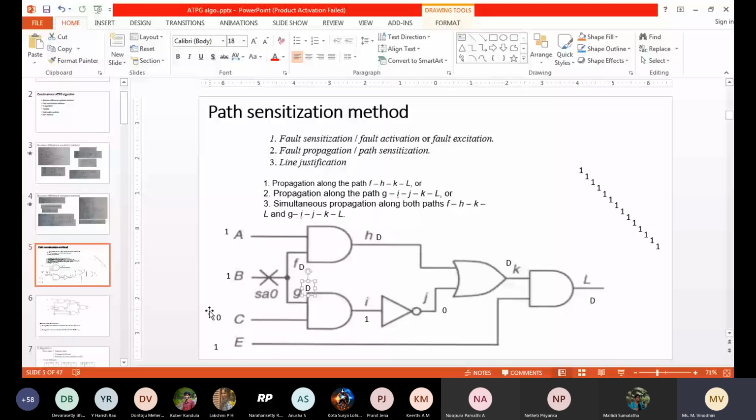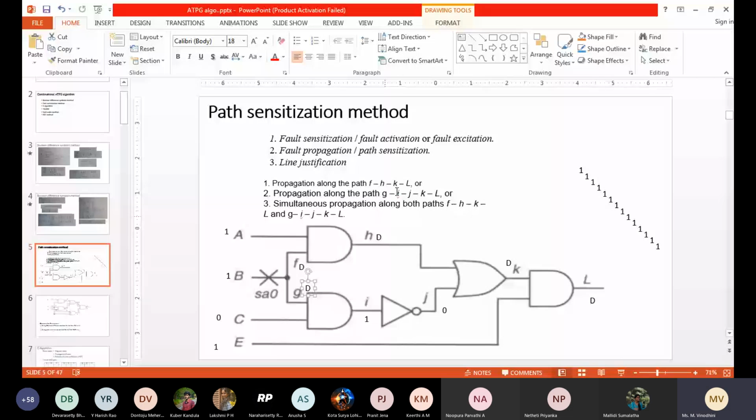If my C is 0, I will get I as 0. If C is 1, I will get I as D. So I failed to get the line justification. I failed to proceed with the line justification. So my conclusion, I cannot propagate my fault. Sorry, I cannot get the test vector for the given fault using the path FHKL.